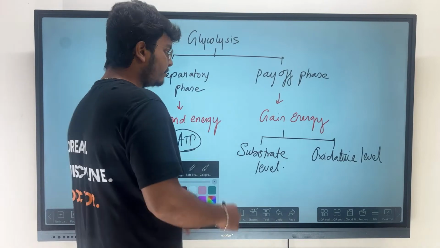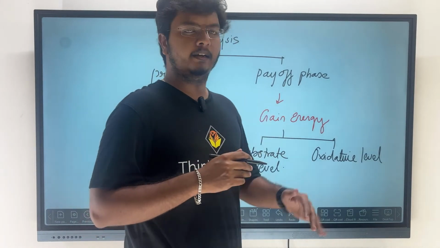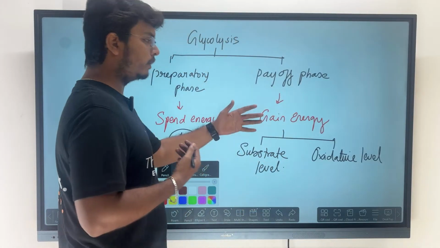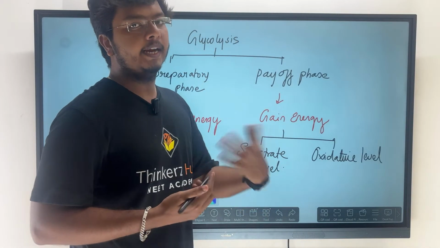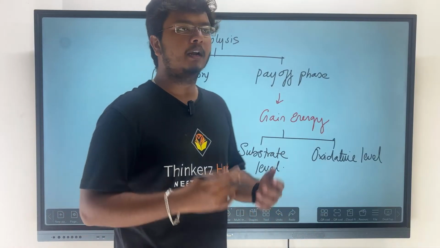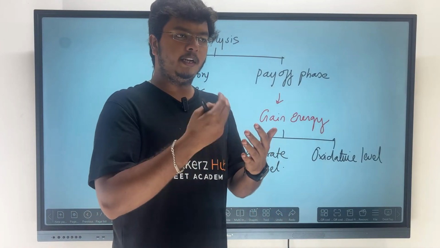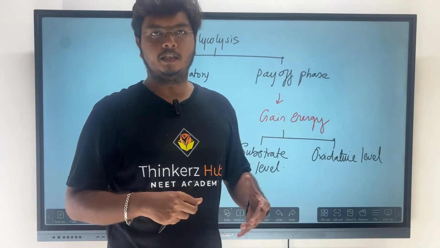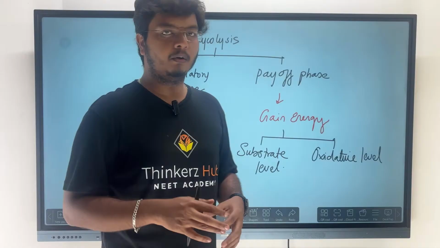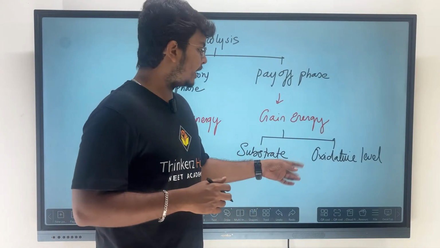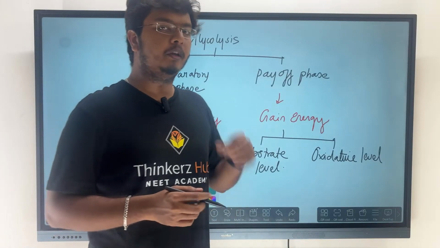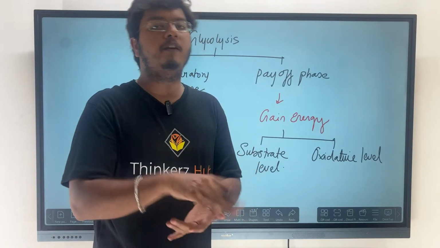Substrate level is nothing but when, during the process itself, before completing the process, you will get the energy. Consider for example a process starts, and when the process happens, by that time itself you will get energy currency, which can be utilized, which can be used. In another case, oxidative means you will get your energy, but you cannot use it at the moment. You need to break it further.